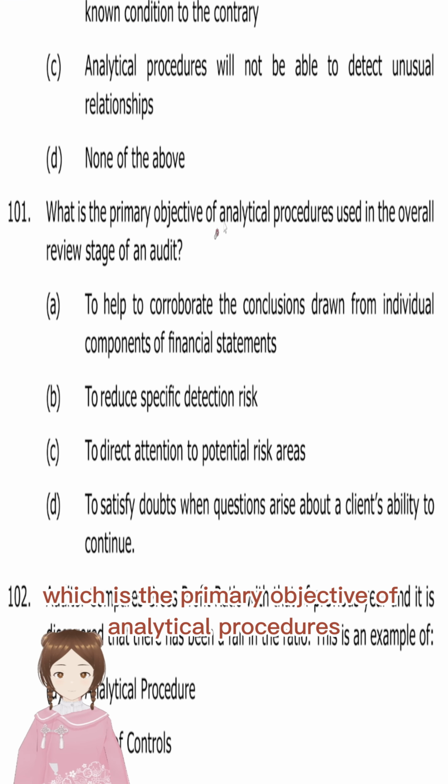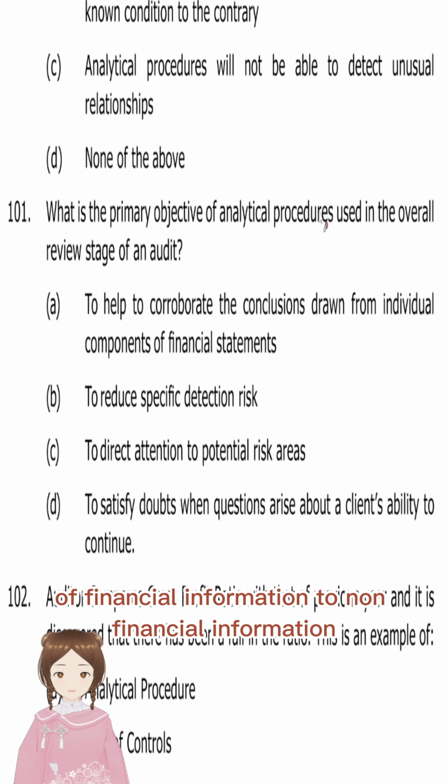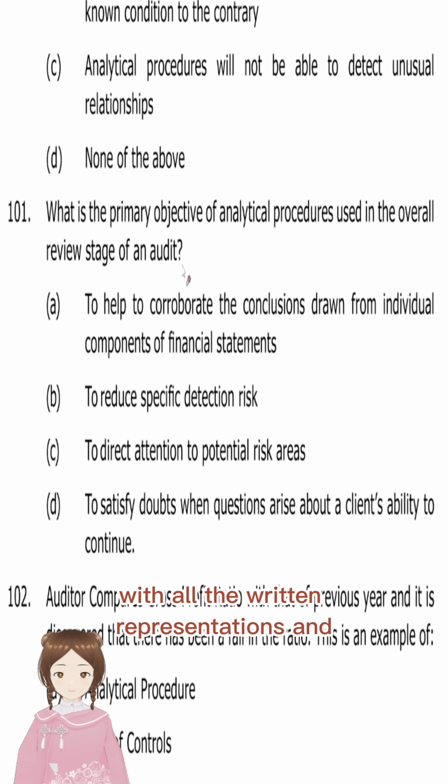Which is the primary objective of analytical procedures? Analytical procedures is comparison of financial information to non-financial information used in the overall review stage of an audit. What is the review stage of an audit? It's where you have obtained sufficient appropriate audit evidence and you're discussing with the engagement team to draw the conclusions with all the written representations and sufficient audit evidence that was obtained during the audit.